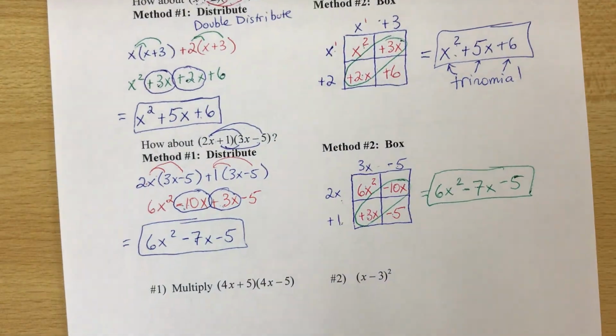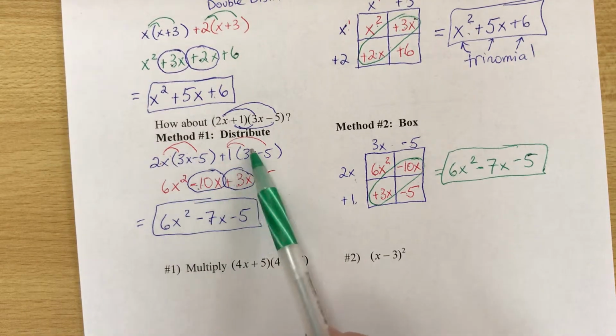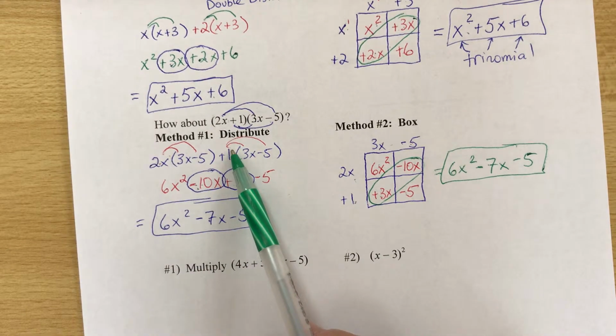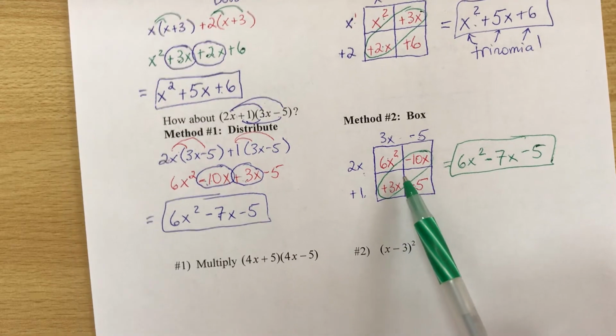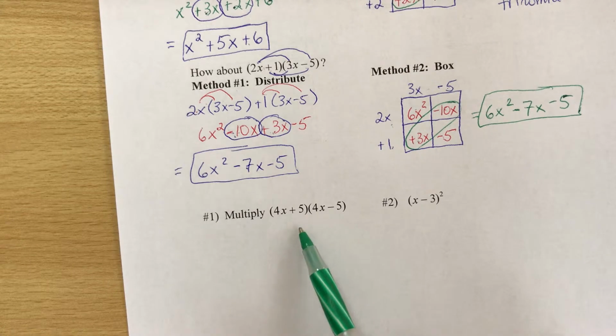It's up to you how you prefer to do this. Personally, I like to double distribute because I skip this step. I find it to be easier. But the box is a nice way to arrange it if you're more of a visual person. All right, so let's do a couple more examples here.